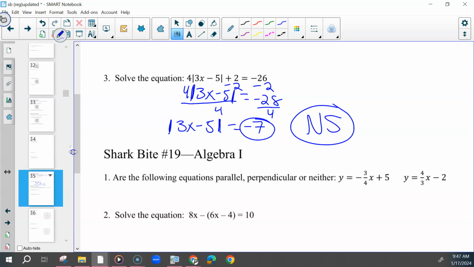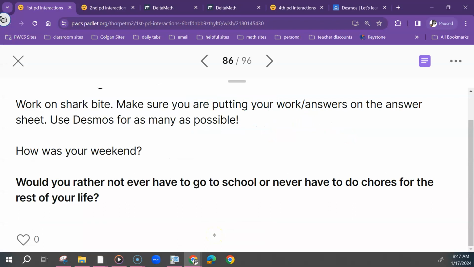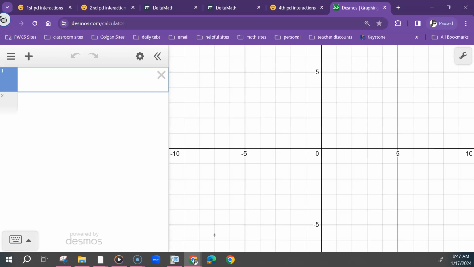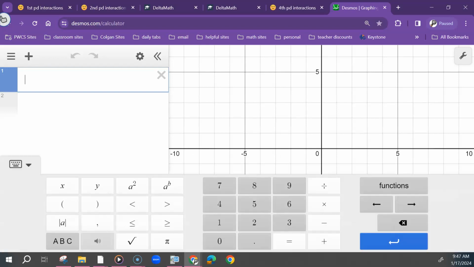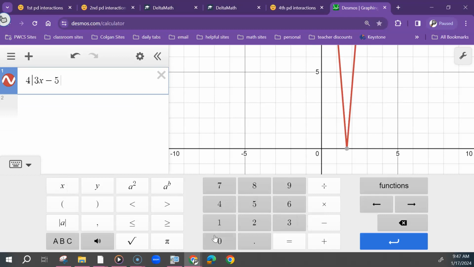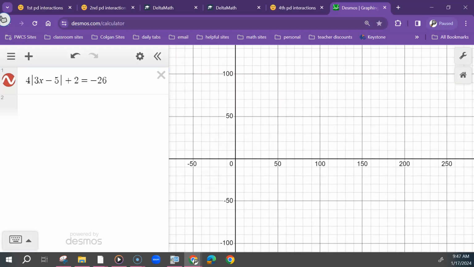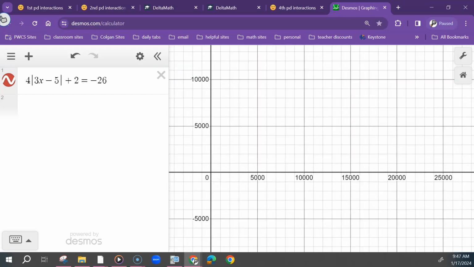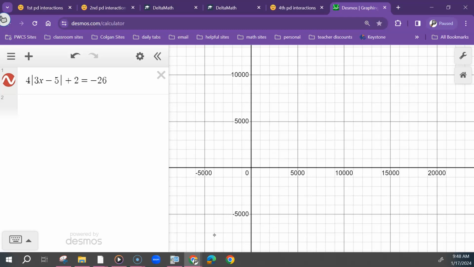If I were to put this into decimals, nothing's going to happen. Normally you'll see 2 lines or 1 line. Here, no matter how much you zoom out, there's nothing. That means there's no solution because of the negative.